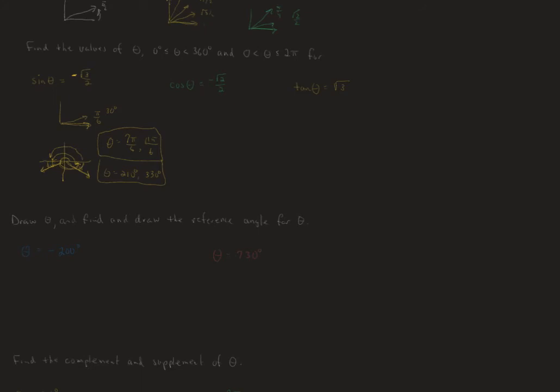So let's think about, ignore the negative sign for a minute. Let's get our reference angle. And maybe you remember that sine and cosine are both square root of 2 over 2 at pi over 4. So our reference angle is going to be pi over 4. And which quadrant is cosine negative in? That's going to be in quadrant 2 and in quadrant 3.